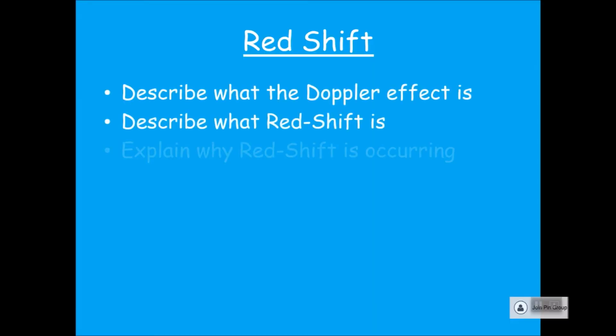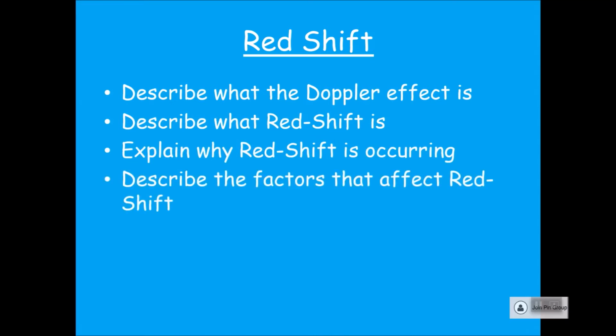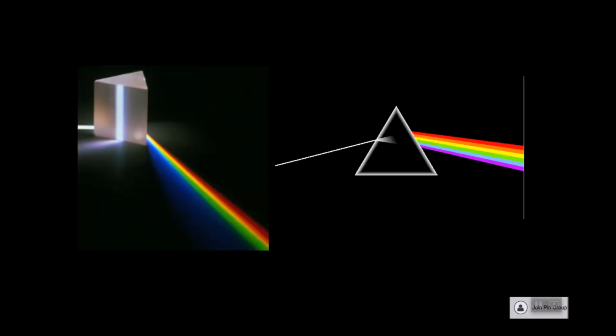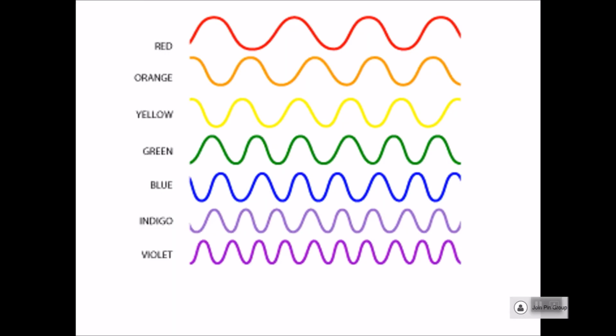Okay, so now that we've looked at what the Doppler effect is, now we want to apply this to redshift. If we go back a step, white light from the visible spectrum is made up of 7 different colors: ROYGBIV, red, orange, yellow, green, blue, indigo, violet. The reason you have these different colors is because they have different wavelengths and different frequencies. Red has the longest wavelength and the lowest frequency. Violet has the highest frequency and the shortest wavelength.